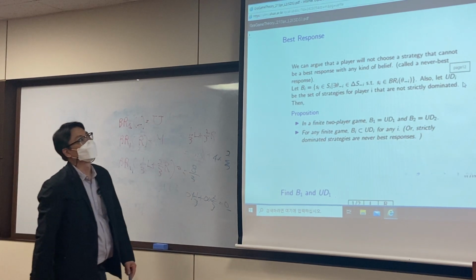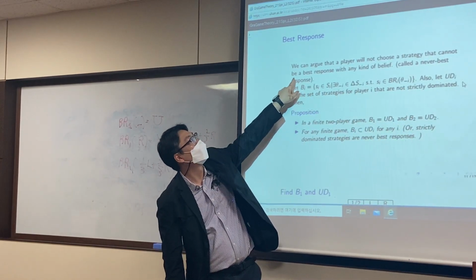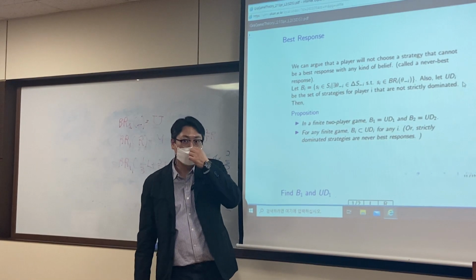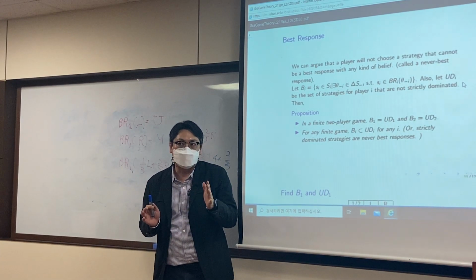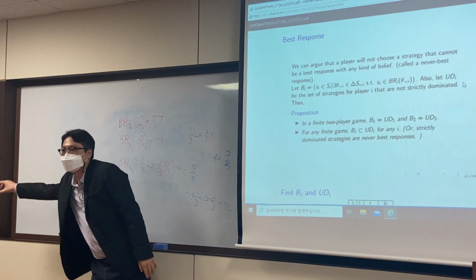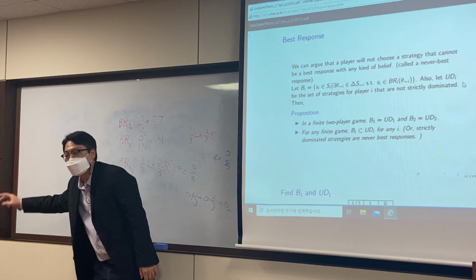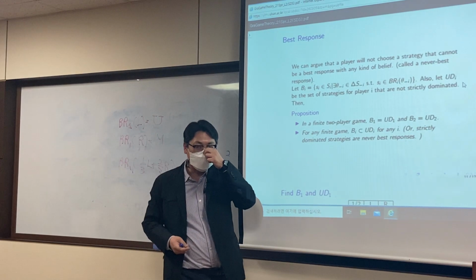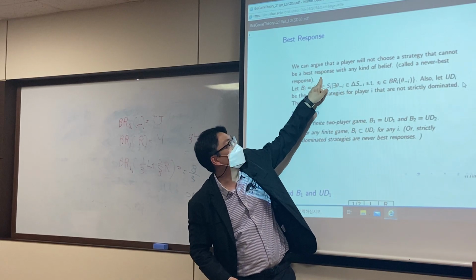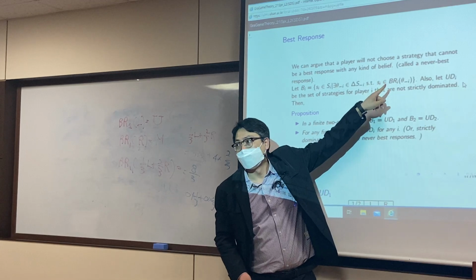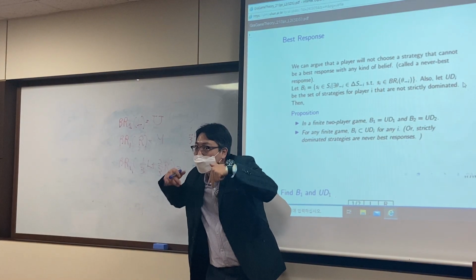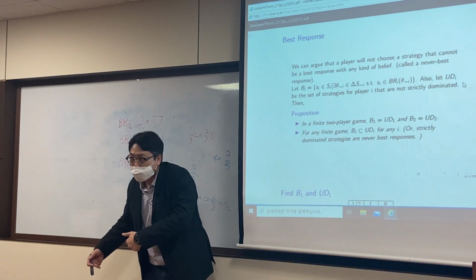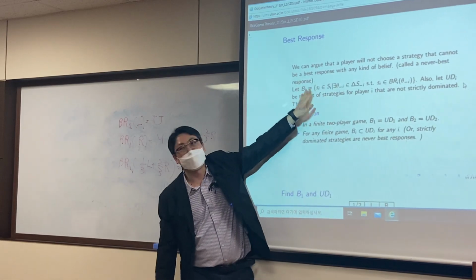We may find some strategy that cannot be a best response with any kind of belief sometimes. You know what I'm saying? Said differently, the best response means that if I have a certain belief, I'm going to choose this strategy, because for this belief, the best response gives me the best payout. However, sometimes I may find some strategy which cannot be a best response, even though there is any kind of belief. I cannot find any belief which makes this strategy the best response. Sometimes we call this a never best response.